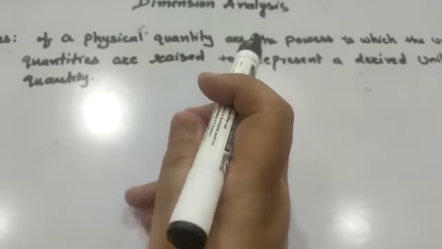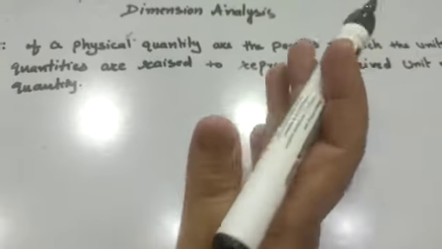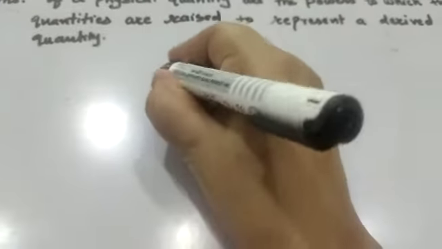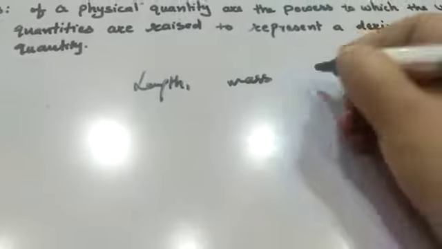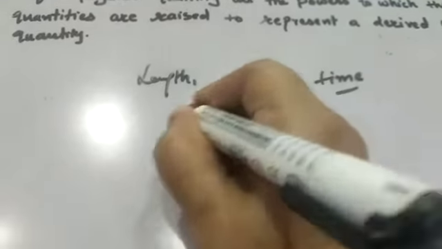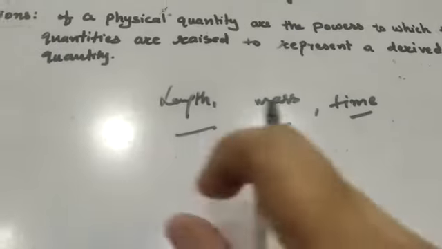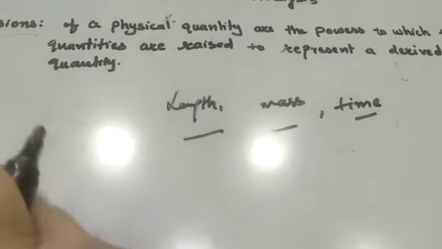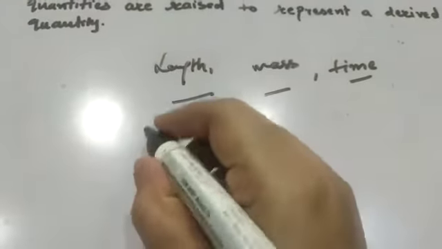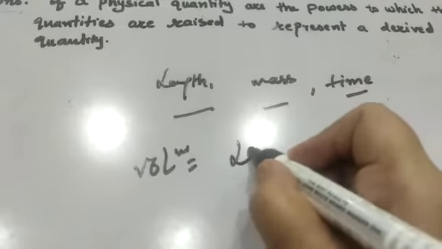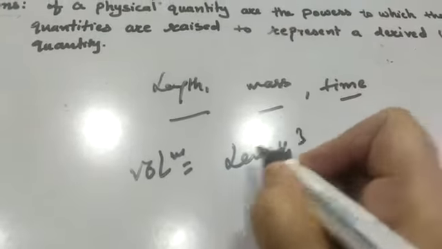Dimensions of a physical quantity are the powers to which the units of base quantities are raised. Base quantities, we note, are length, mass and time. We have earlier studied that length, mass and time are the base units, right? To which powers these units are raised to represent a physical quantity is its dimension. For example, volume is represented by length cube, right?